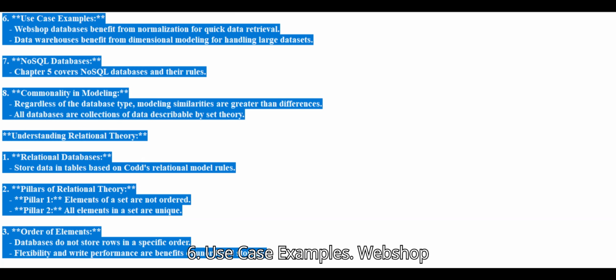6. Use case examples. Webshop databases benefit from normalization for quick data retrieval. Data warehouses benefit from dimensional modeling for handling large datasets. 7. NoSQL databases. Chapter 5 covers NoSQL databases and their rules. 8. Commonality in modeling. Regardless of the database type, modeling similarities are greater than differences. All databases are collections of data describable by set theory.